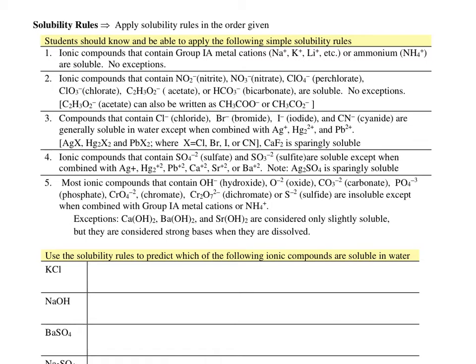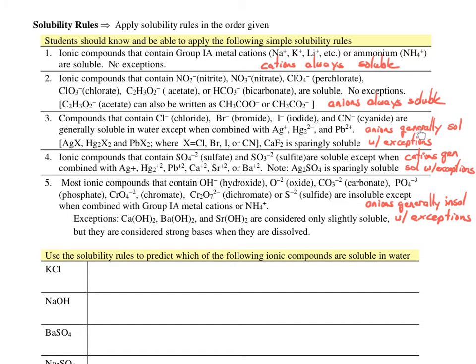If we look at the rules, we see the first couple rules are things that are always soluble. Always soluble cations, always soluble anions. Then we have the special case rules. Anions that are generally soluble and have a few exceptions, cations that are generally soluble and they have a few exceptions. And then the last rule deals with anions that are generally insoluble with exceptions. We will test you on the application of these solubility rules. You'll need to be able to look at an ionic compound and determine whether it's soluble or insoluble.